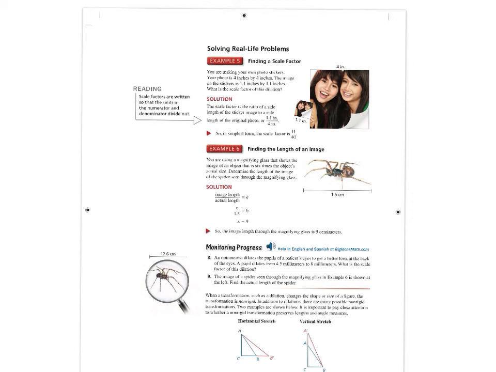All right, and then we have, within the context of real-world problems, finding scale factors. Probably the best examples are photos that you can enlarge and have various sizes but not change the quality of the picture; you are only changing the size. So read through this real-world example, noting scale factors, and then finding the length of an image, also using scale factor, and then you can try 2 on your own.